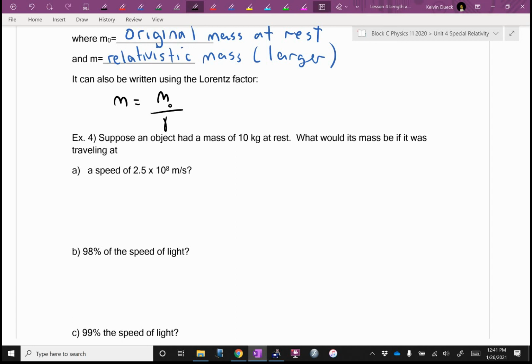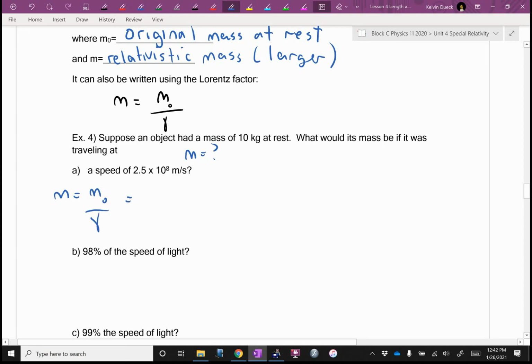M, okay? So let's make a little M equals question mark. Let's see if we can just be bold. Let's try going straight to plugging in stuff. So it's going to be M equals M0 over gamma.